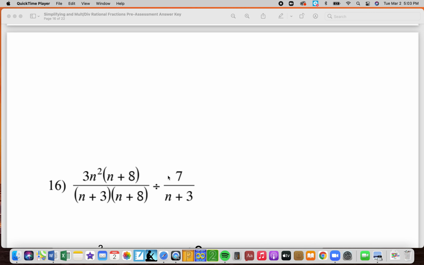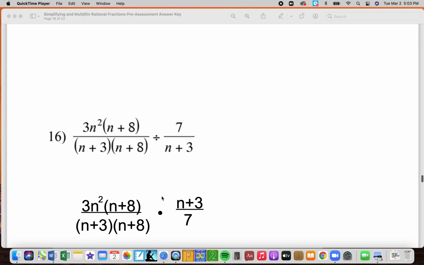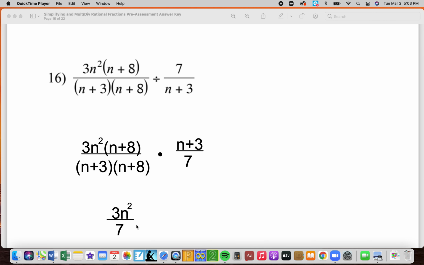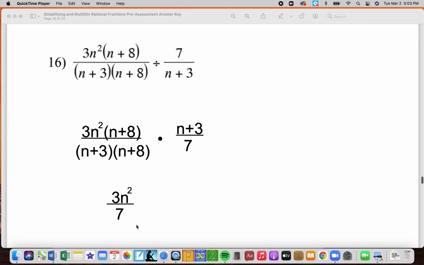Number 16, again, it starts as a division. They've already been factored. All these numerators and denominators have been factored. So let's just switch the sign and flip the right side. So if we switch and flip, we notice that we have an n plus 3 in the numerator and the denominator. We can cancel an n plus 8 and an n plus 8. And that leaves us with 3n squared over 7.